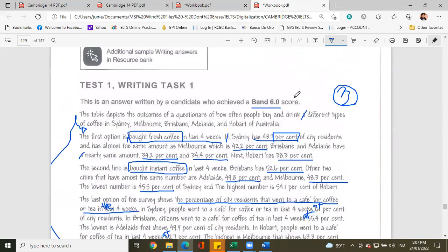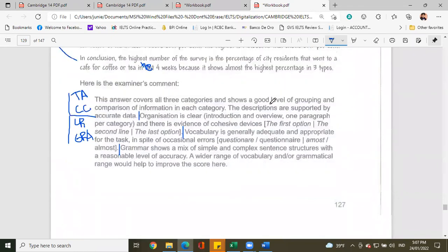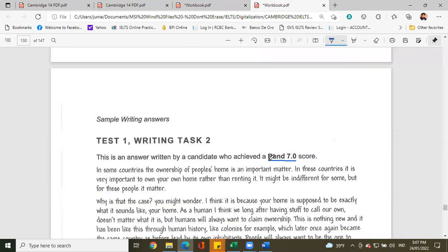Okay lang yan kahit maka-band 6 ka doon. Basta huwag ka nang bababa ng band 6. Actually, pwede pa eh. Kasi if your task 2 is band 7 and your task 1 is band 6, ang net results ng dalawang yan is still band 7. If your task 2 is band 7 and then your task 1 drops to 5.5, bababa na rin to a 6.5, which is still a passing score.